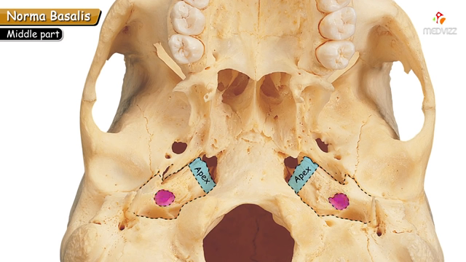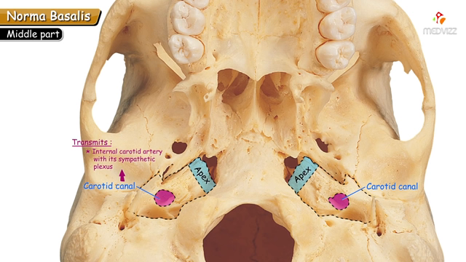The foramen seen in the petrous part is the carotid canal. This carotid canal transmits the internal carotid artery, which supplies a major part of the brain, and always the large artery is associated with its sympathetic plexus. So the internal carotid artery along with its sympathetic plexus passes through this carotid canal.